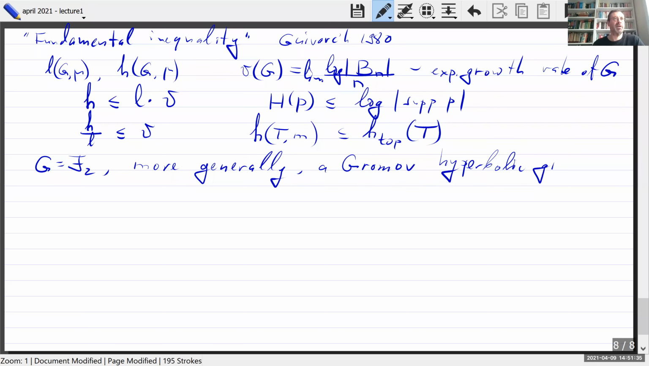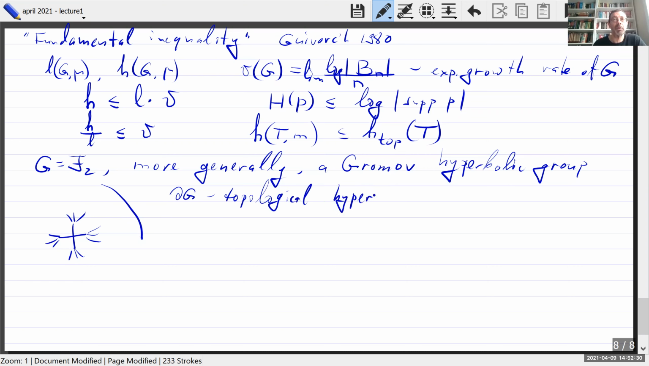So here I don't have time to go into details concerning the definition of a Gromov hyperbolic group. So those who know, they do know, and those who don't, they can always look at the example of the free group. So what happens for the free group? Let me draw its Cayley graph, which is a homogeneous tree, and then this tree has a natural topological boundary. Okay, so that's not F, that's G. G is the topological or hyperbolic boundary.